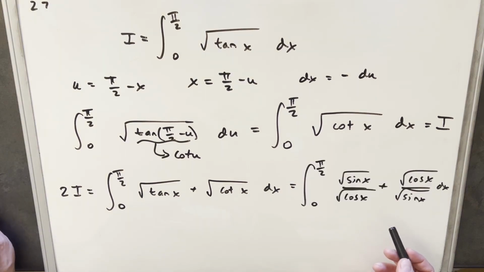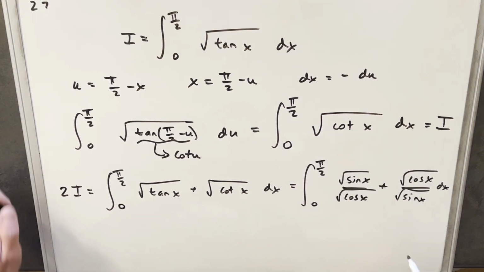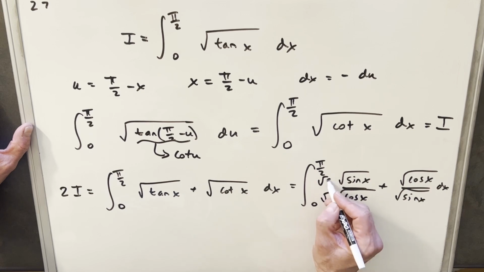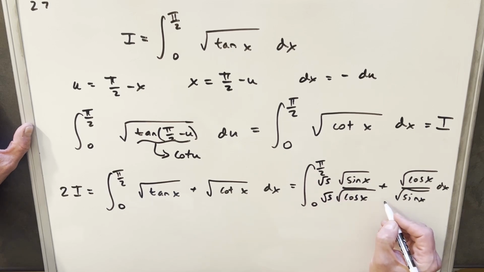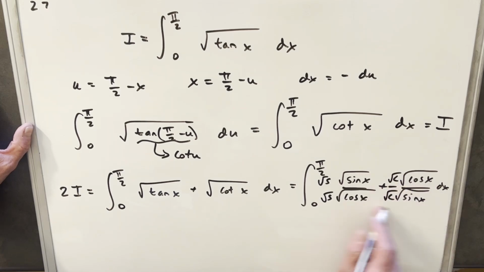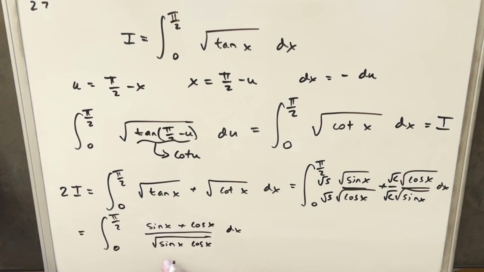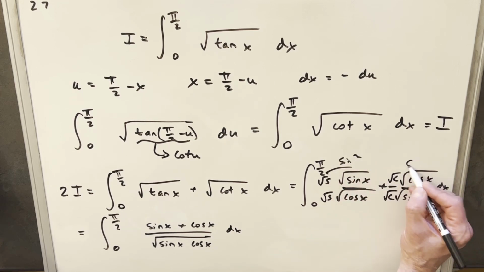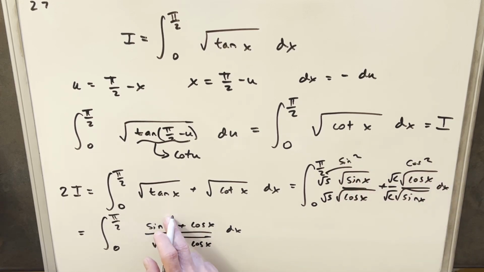From here, all I want to do is get a common denominator so I can put these two together. Basically here, we're going to be multiplying by square root of sine x over square root of sine x on this one, and here we're going to multiply by square root of cosine over square root of cosine, in order to get this common denominator. We put these two together with square root of sine x cos x in the denominator, because here we had a sine squared in the radical, and here we had a cosine squared. We just end up with sine x plus cosine x in the numerator.